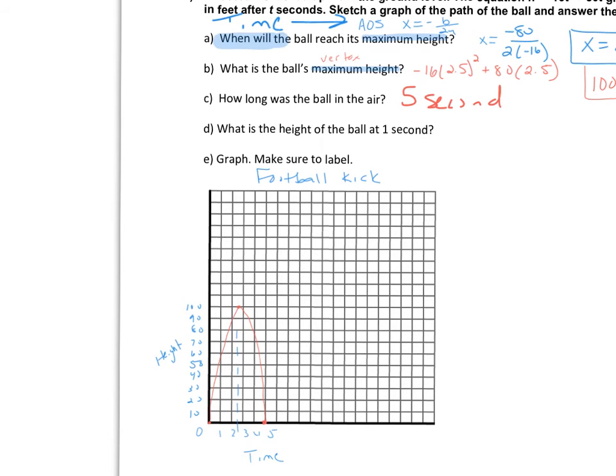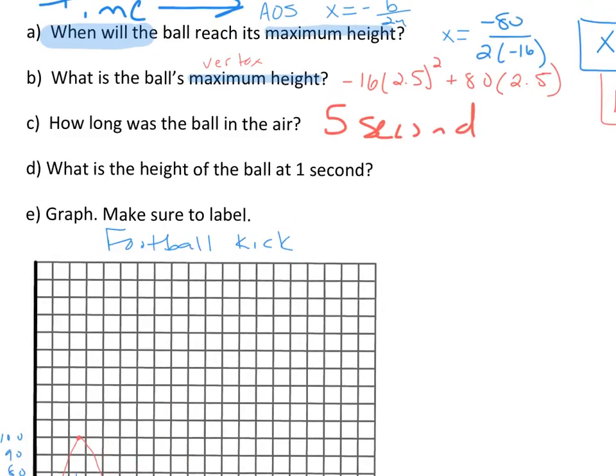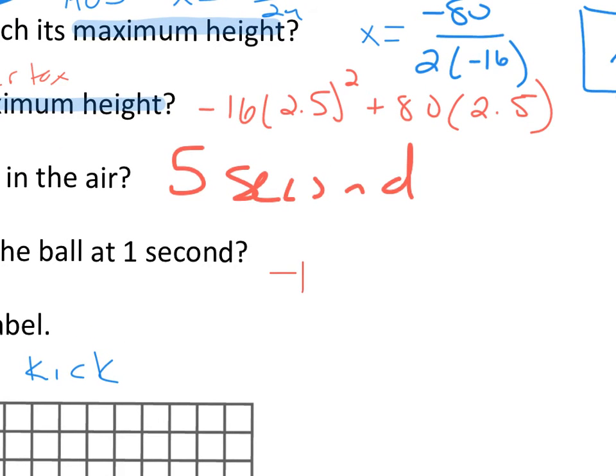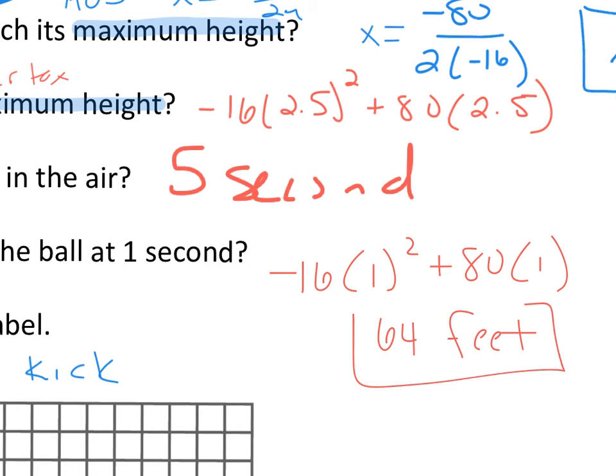What is the height of the ball after 1 second? Let's just plug in 1. That's all they want you to do. So just plug in 1 second. Let's type that in. I get negative 16 plus 80, so I ended up with 64 feet after 1 second.